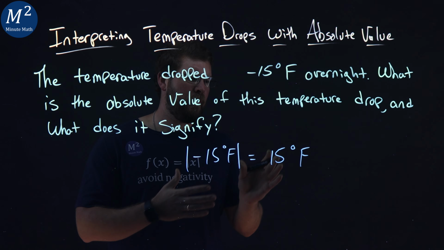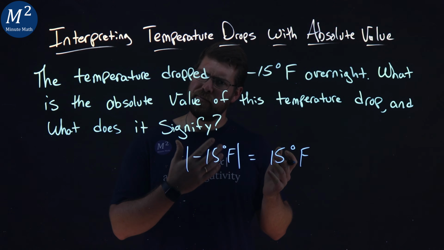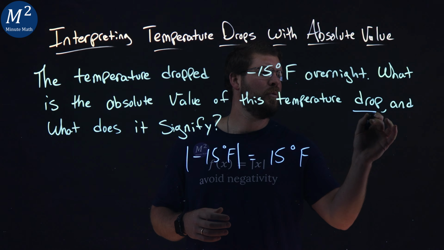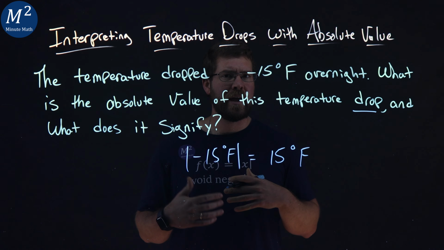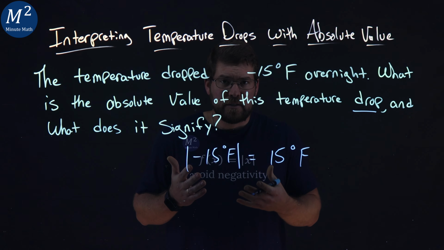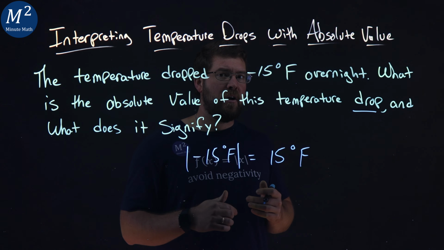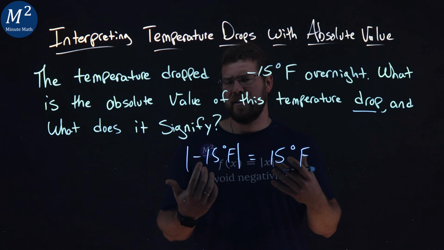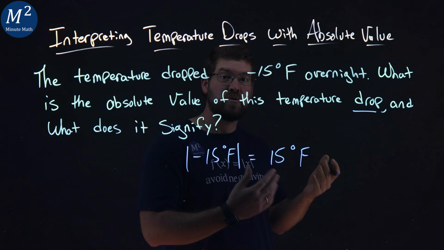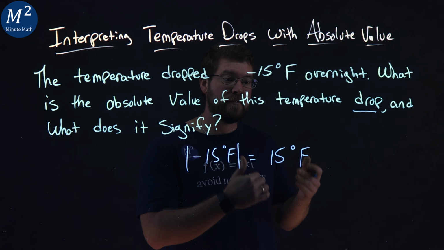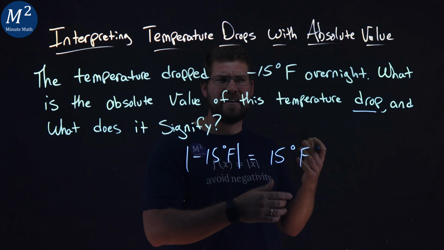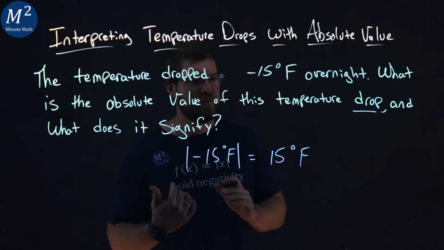So what does that mean? We have a positive 15 degrees Fahrenheit. We're referring to the drop. We're dropping 15 degrees Fahrenheit. When I talk to somebody about this, I wouldn't say, oh, we drop negative 15 degrees Fahrenheit. Generally, you would say, oh, it dropped 15 degrees Fahrenheit from the previous temperature. So it decreased 15 degrees Fahrenheit. You wouldn't say you decreased to negative 15 degrees Fahrenheit.